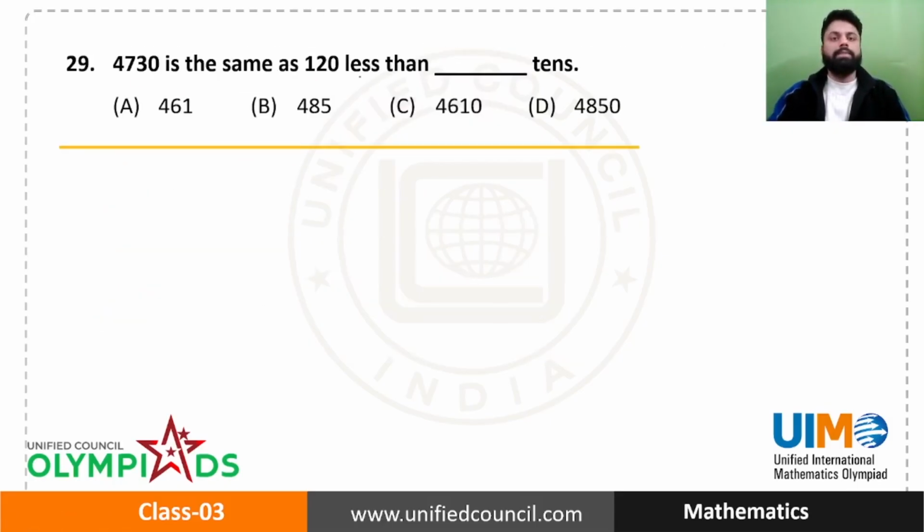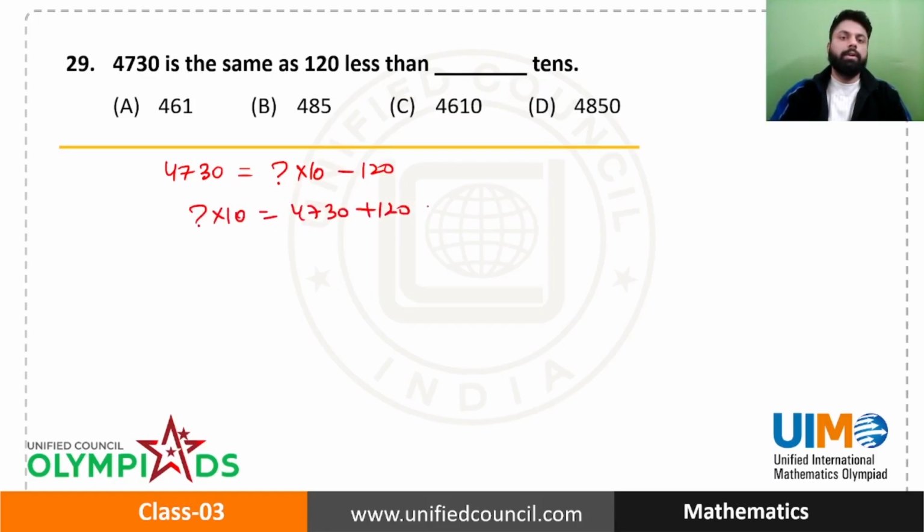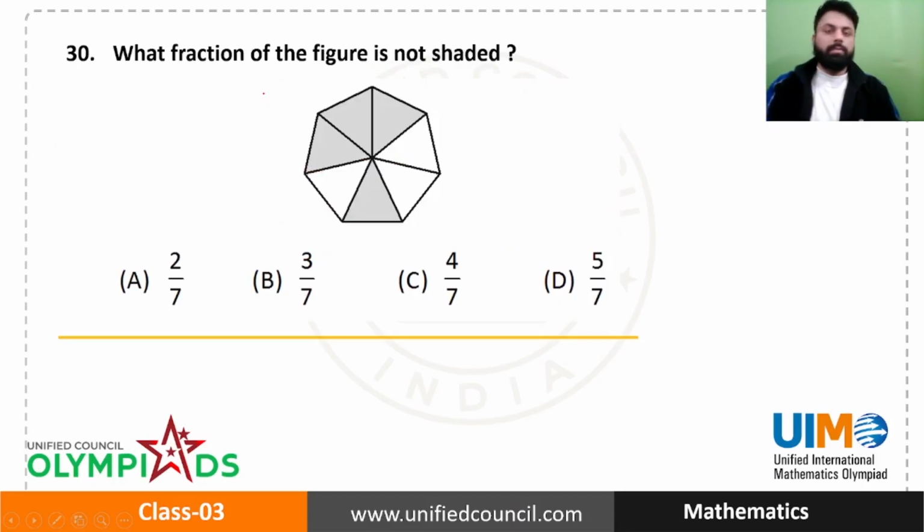4730 is the same as 120 less than dash many 10s. 4730 is the same as dash multiplied by 10 minus 120. So dash multiplied by 10 is equal to 4730 plus 120. This is 4850. So this is equal to 4850 divided by 10. That is 485. B option.